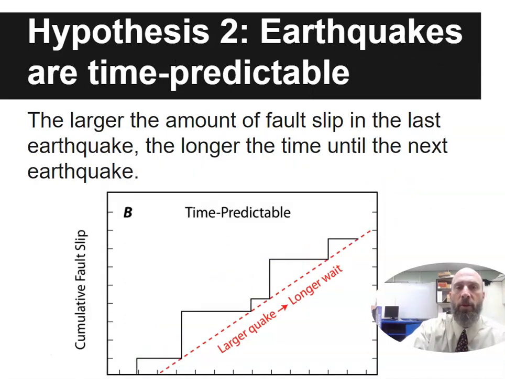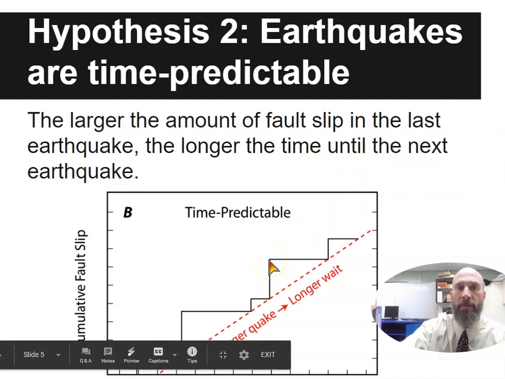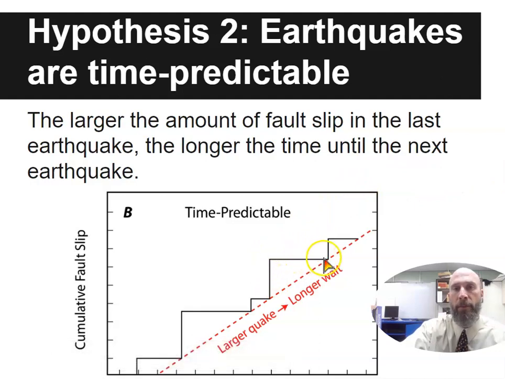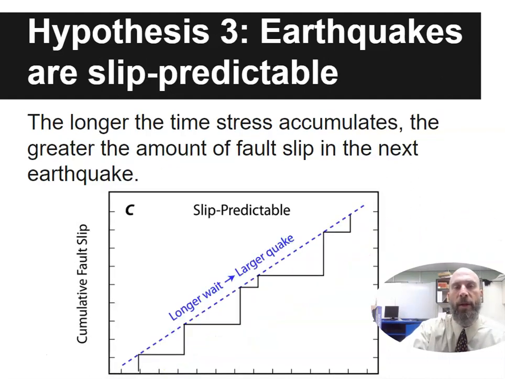The second hypothesis is earthquakes are time predictable. What that's saying is the larger the earthquake is, or the larger the fault slip that occurs, the longer time it'll be until the next earthquake. So if you look at the graph here, if you have a big earthquake, with that big line right there, it's going to be a long period of time until the next earthquake. If you have a small earthquake, you're going to have a short period of time until the next earthquake. Okay, so that's the hypothesis for being time predictable. Now on that one, you'll notice that we're hitting the red line here down at the bottom with those bottom points.